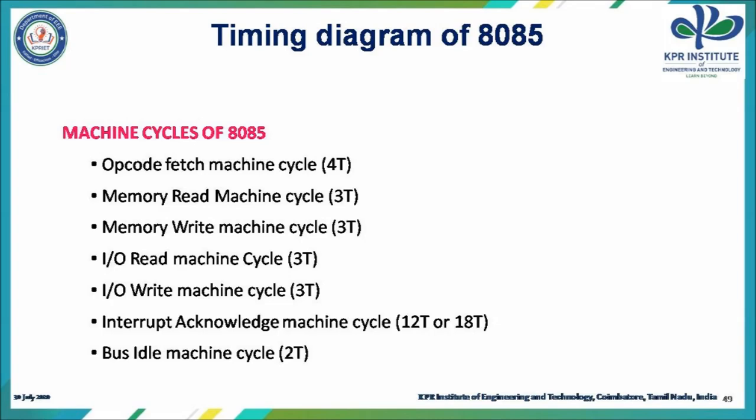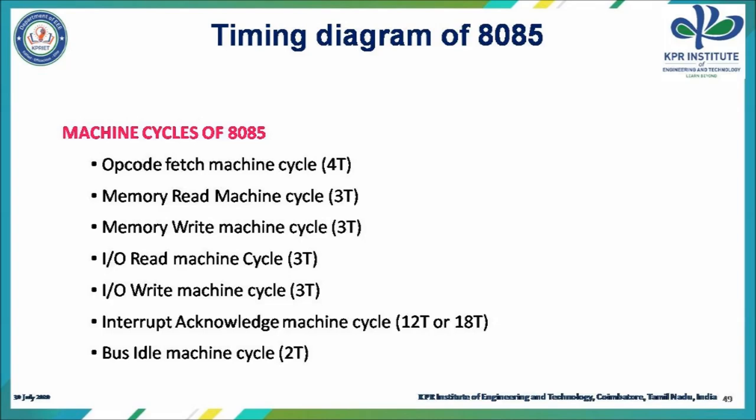The opcode fetch machine cycle requires 4 T states. The memory read, memory write, IO read and IO write machine cycles require 3 T states. The interrupt acknowledge machine cycle requires either 12 T states or 18 T states, depending upon the instruction through which the interrupt is accepted, and the bus idle machine cycle requires 2 T states.